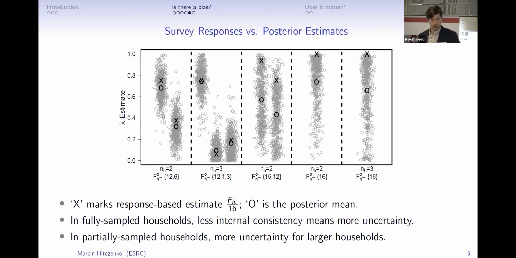So you can see that, for example, the 2 leftmost households are fully sampled, and there's a fair amount of internal consistency. In other words, the household scores either sum to 16 or close. And there, the posterior mean and the response-based mean are similar. X and O are close to each other.